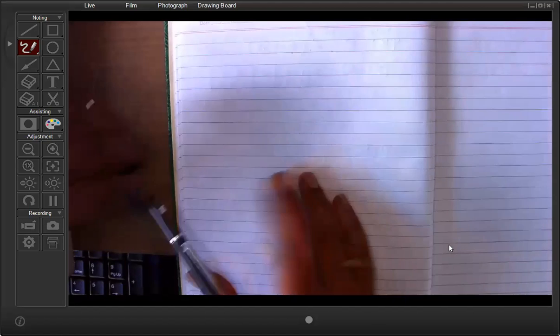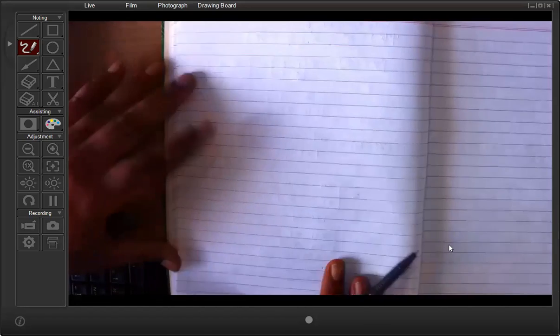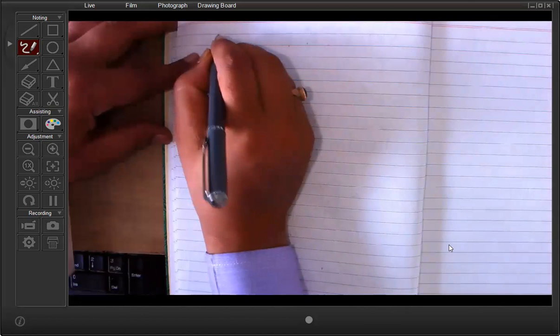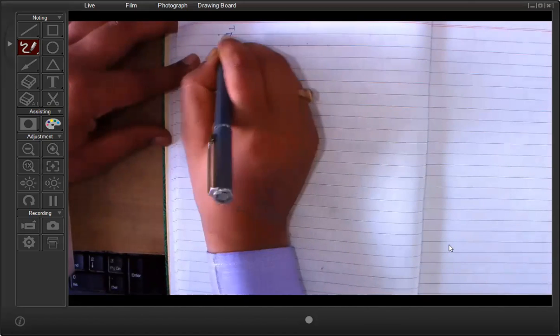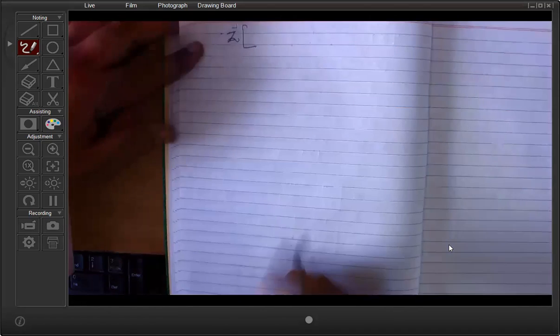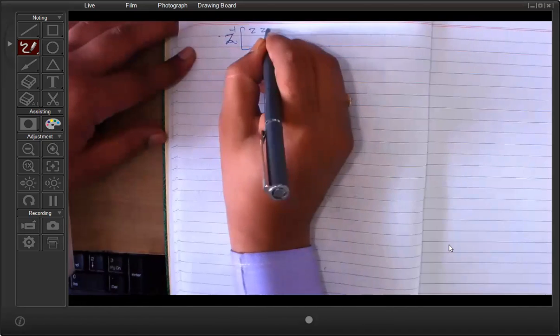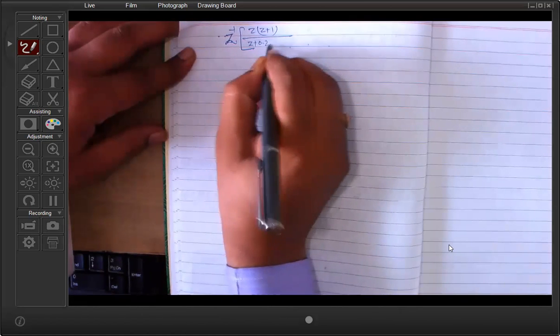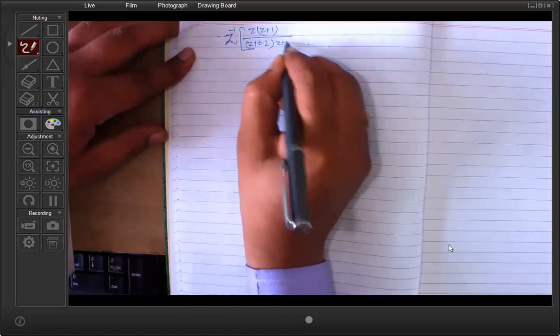So the first term of the matrix is equal to, you have to find out the z inverse of z into z plus 1 divided by z plus 0.2 into z plus 0.8.